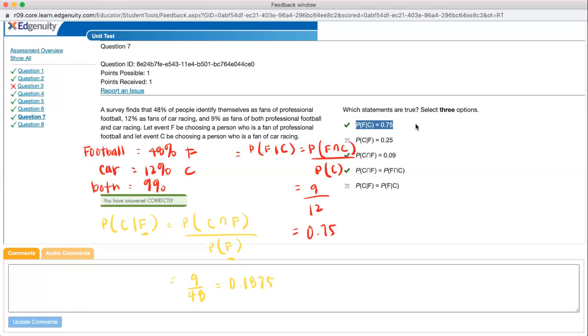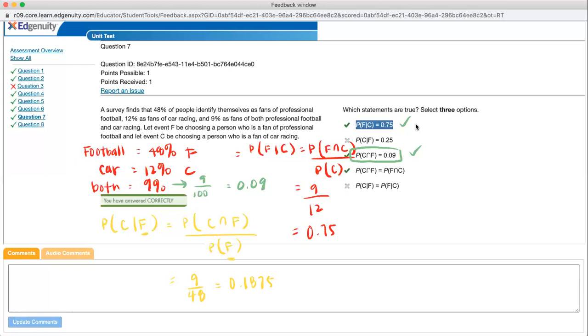I need more space. Probability of C and F is 0.09. So this is just turned into a decimal, right? Percents are always out of 100. 9 divided by 100 is 9 hundredths, right? So that one's correct. And then this one, C and F, is the same thing as F and C, right? So both of them, if I like cars and football and you like footballs and cars, we're the same thing, right?